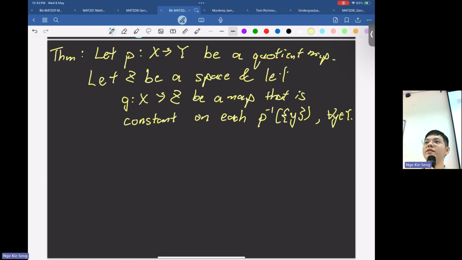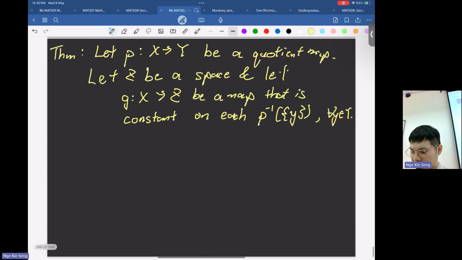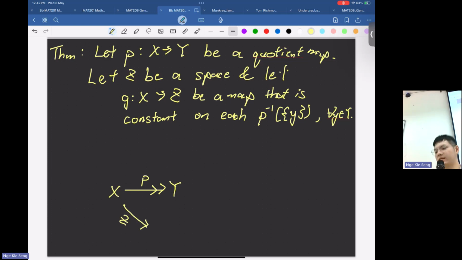Are you starting to imagine what's happening here? You should imagine that there's a quotient map from X to Y, which is a surjective map. So for every Y, there may be a lot of X that get mapped to it. And then there's another space Z coming up. So maybe let's draw it like this first. You have a quotient map like that, a surjective map, and there's another map from X to Z. What does this map do?